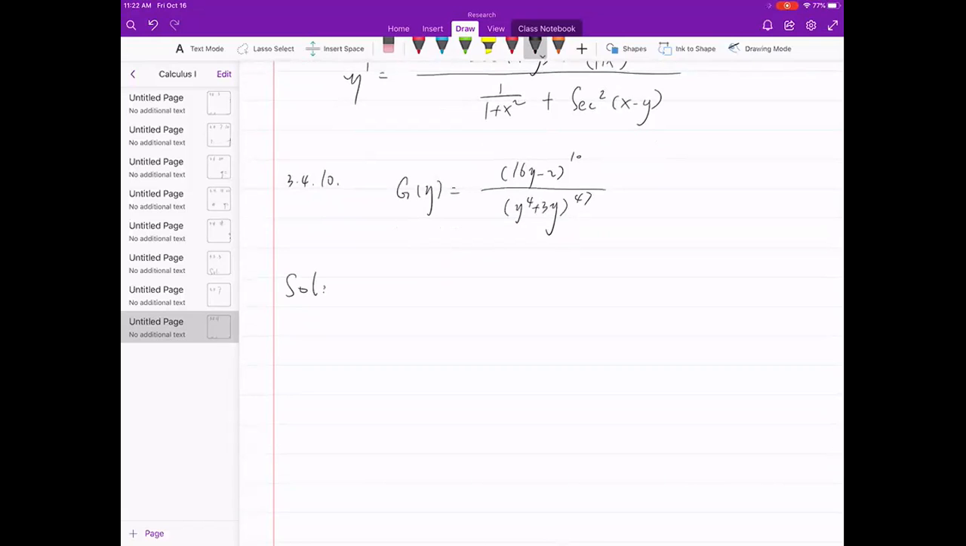It's long. We just do quotient rule since it's 3.4. After that, I will do it another way, if we apply log. You can see log can help a lot here. But let's just do this.